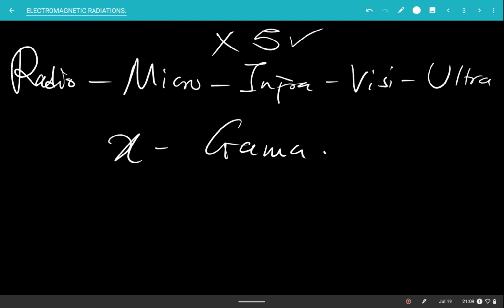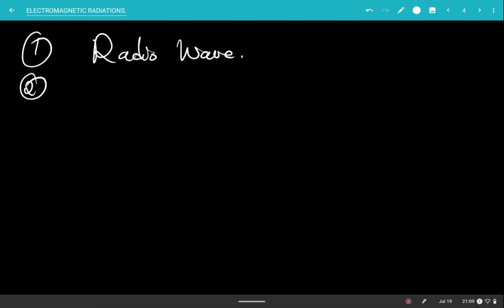Alright, let's see how this has benefited our knowledge. So remember, from the shorthand system, we're saying radio micro infra VZ, ultra, X gamma, which implies that the first radiation we have is radio. So those are radio waves. So radio, what follows after radio? Yes, micro. So we have microwaves.